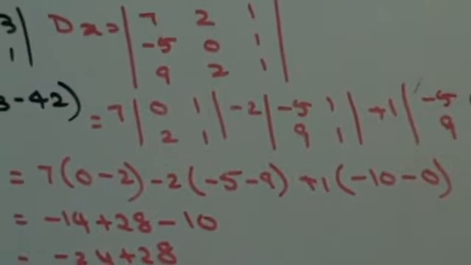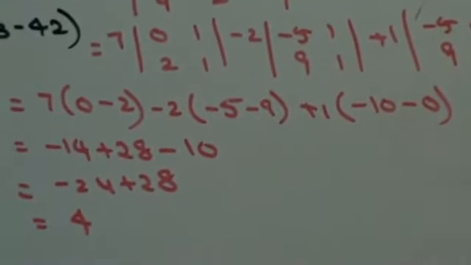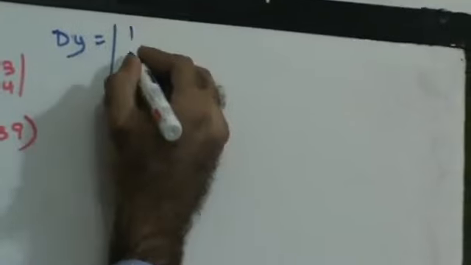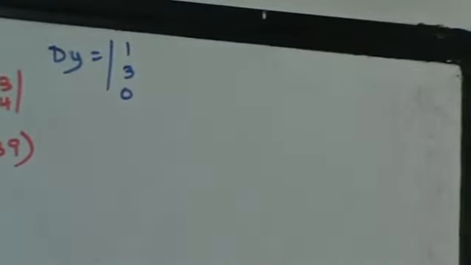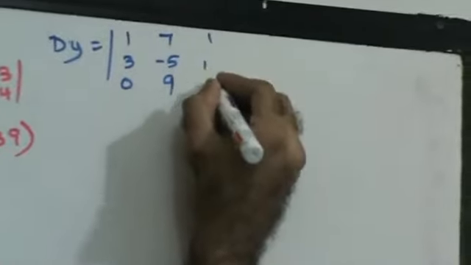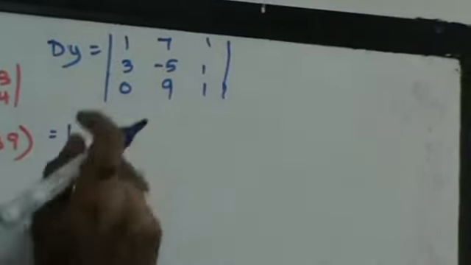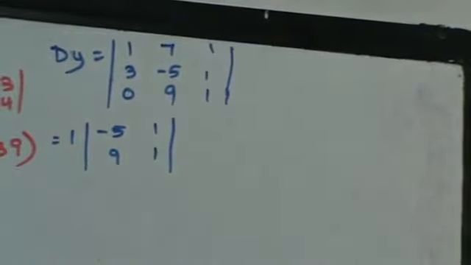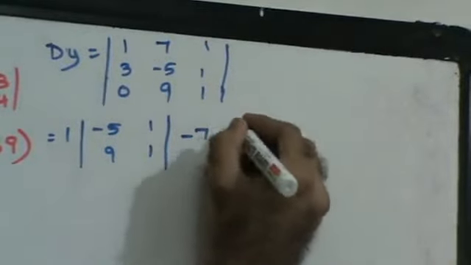Once I have dx, then I can similarly find out dy. How do I find out dy? In the determinant d, substitute the coefficients of y with the right hand side. So this is going to be 1, 3, 0. 7 minus 5, 9 and 1, 1, 1. This is 1. If I write 1 here, this is minus 5, 9, 1, 1. Right? This is minus 7.